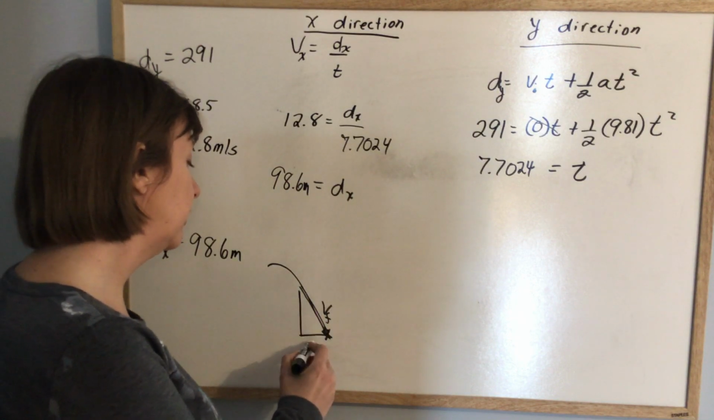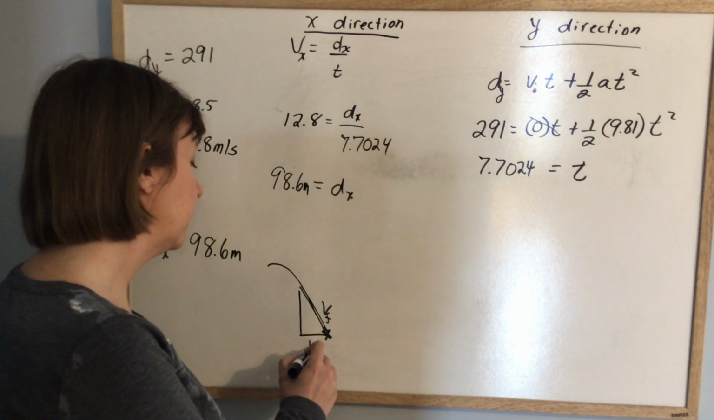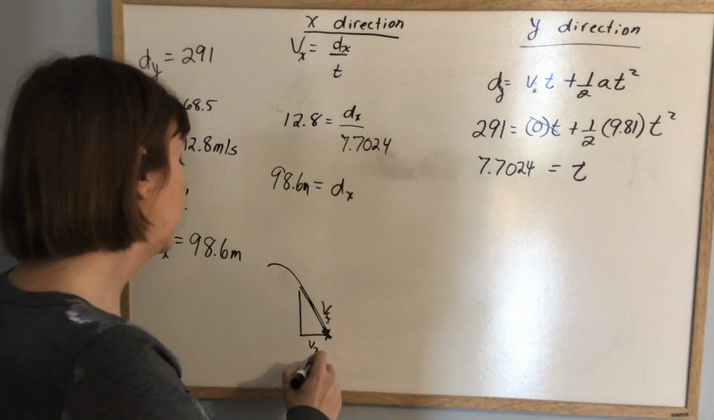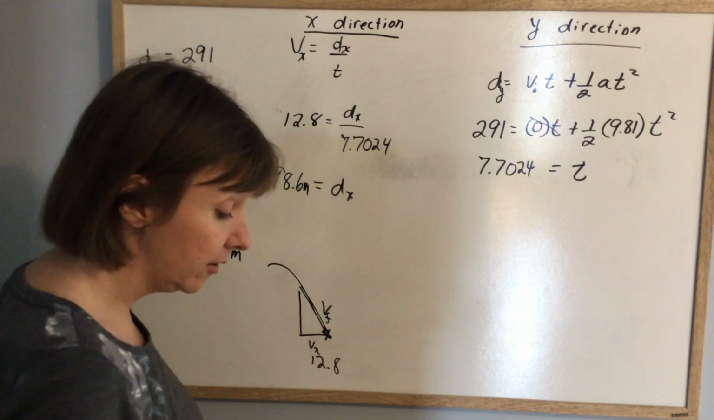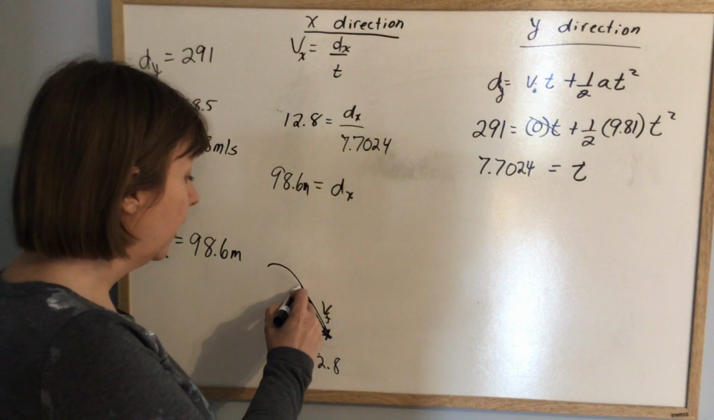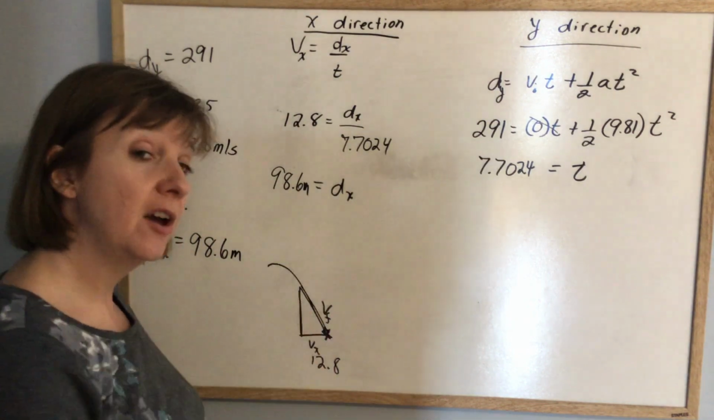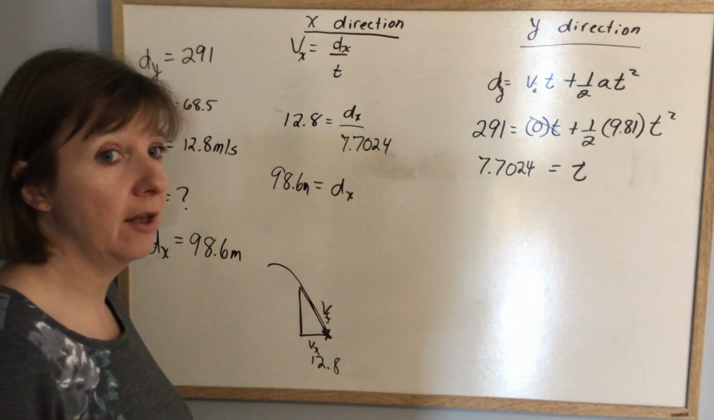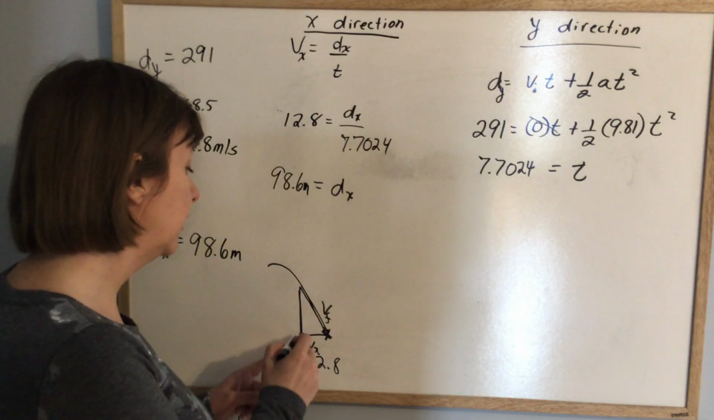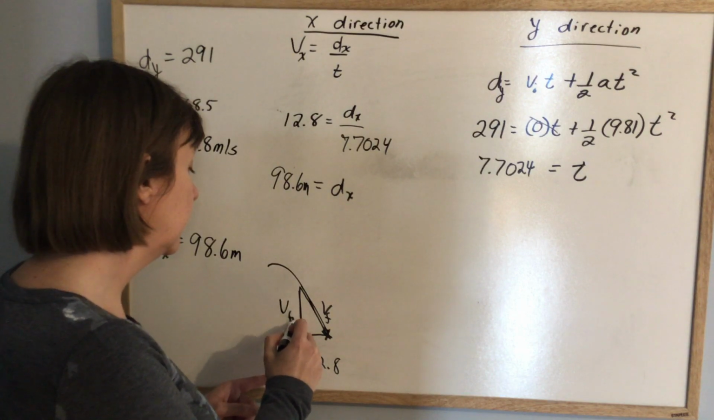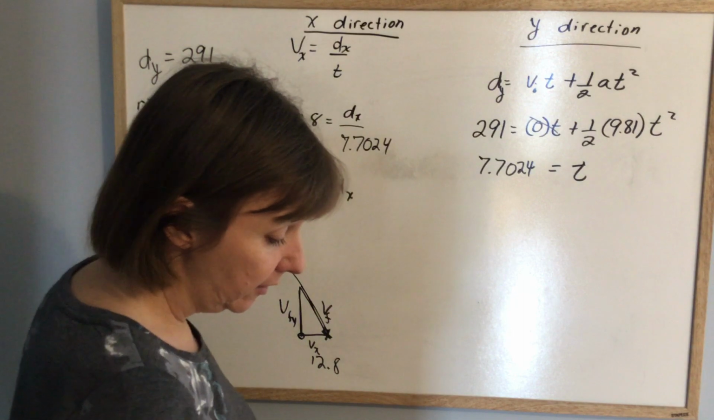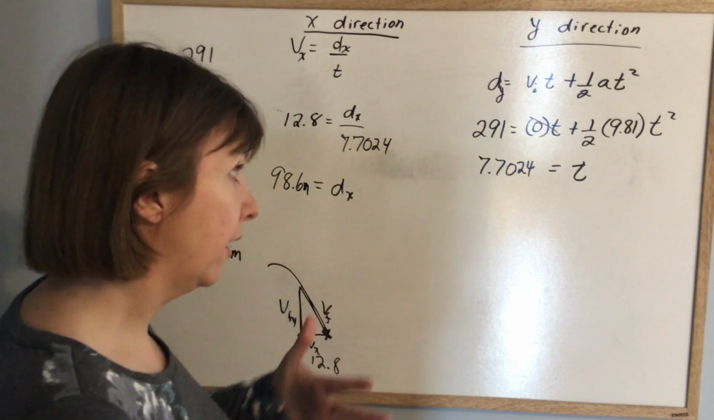So what we need to do is figure out what is the velocity in the x direction, and we already knew that because they told us that it's 12.8, and it doesn't change, but the velocity in the y direction does change because it accelerates as it goes down. So what I really need to do is figure out what is the final velocity in the y direction. What would that be? And in order to figure that out, we have a formula.